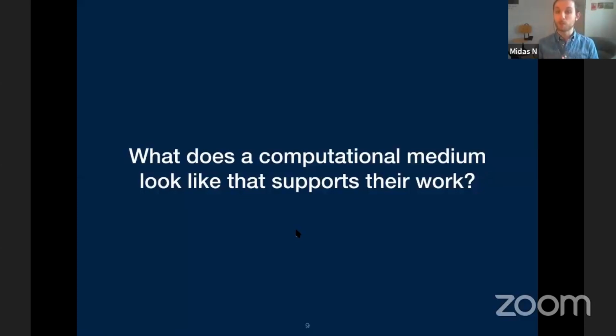So what would a computational medium look like that does actually support their work? Because there is this really big need of having flexibility in the tools that they're using to develop new methods to revolutionize science, while at the same time having a stable support for something that doesn't require them to understand the nuts and bolts of a computer.